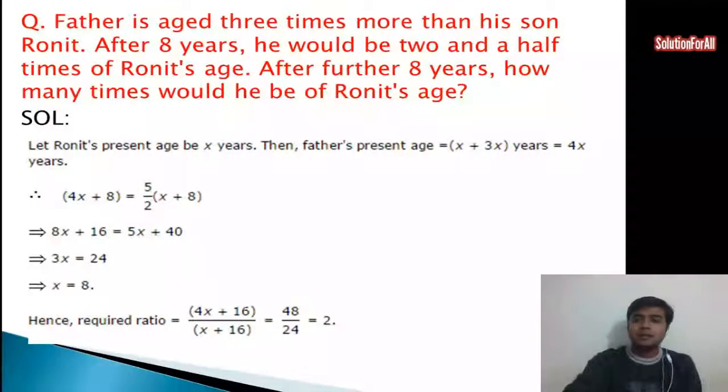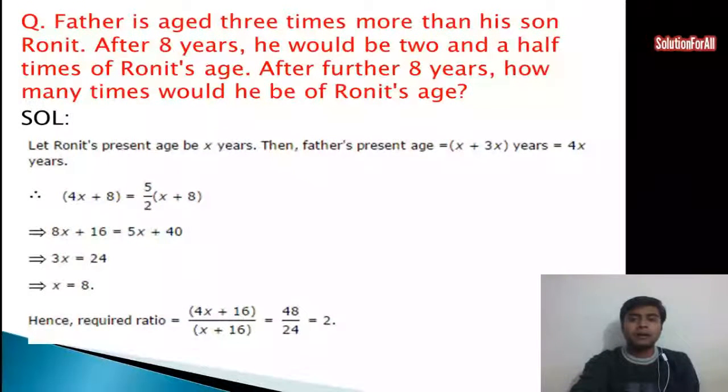So everything about the question is revolving around Ronit. So we'll consider first of all the present age of Ronit. So let Ronit's present age be x years. Then father's present age will be x plus 3x, that is equal to 4x. It is given over here that father is three times more than his son Ronit.